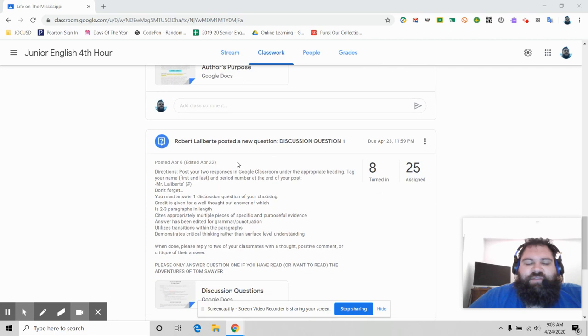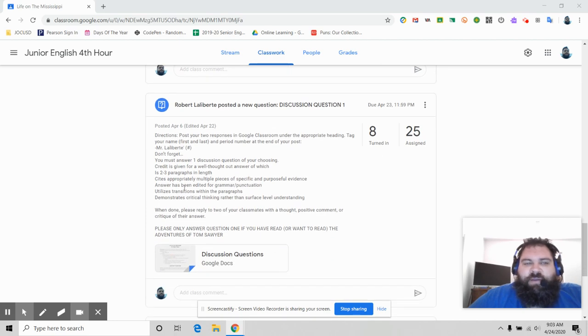So let's look at the discussion questions. All you need to know here in the directions is when you open it, you should be able to type an answer right below it, but you're going to post your responses in Google Classroom under the appropriate heading, under discussion question one and two. Make sure you have your first and last name and the period number at the end of your post. If you put it before, that's fine. If you didn't put it, that's fine. I can see your name and know it's your post, under Google Classroom.